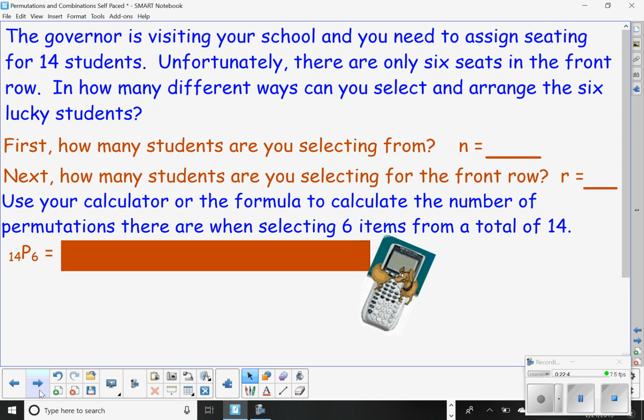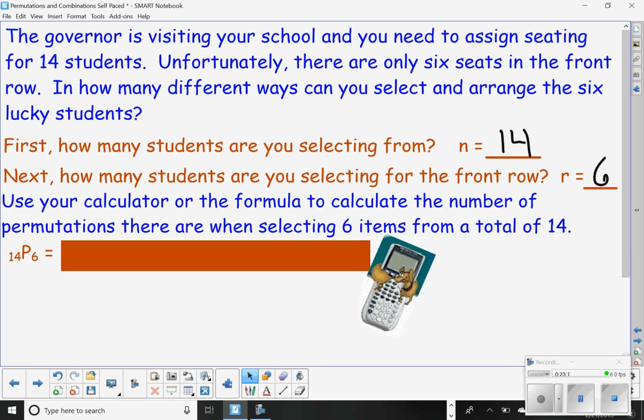Put your paper down for a moment and just listen. The governor is visiting your school and you need to assign seating for 14 students. Unfortunately, there are only 6 seats in the front row. How many different ways can you select and arrange the 6 lucky students? First, how many students are you selecting from? Okay, well, that's easy. 14.